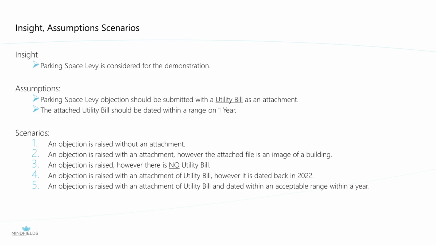An objection is raised with an attachment, but the attached file is an image of a building. An objection is raised without a utility bill. An objection is raised with an attachment of a utility bill, but it is dated back in 2022. An objection is raised with an attachment of a utility bill dated within an acceptable range of 1 year.